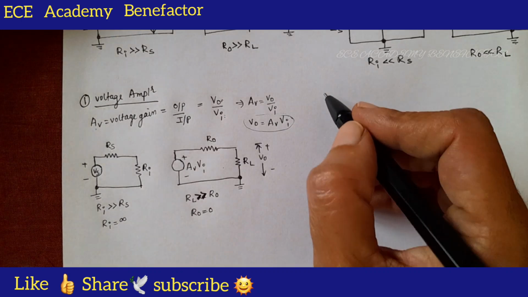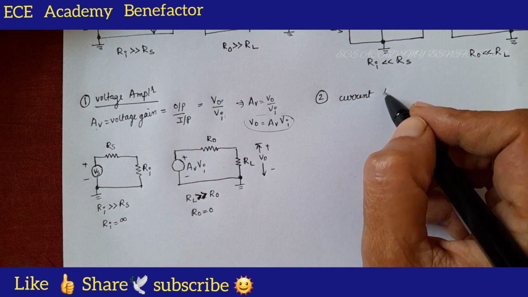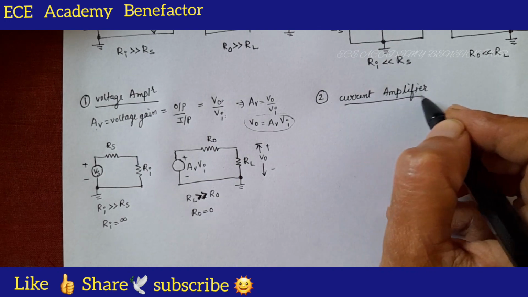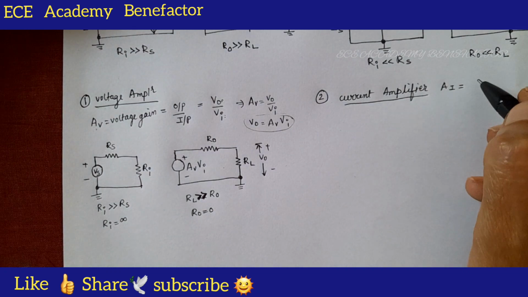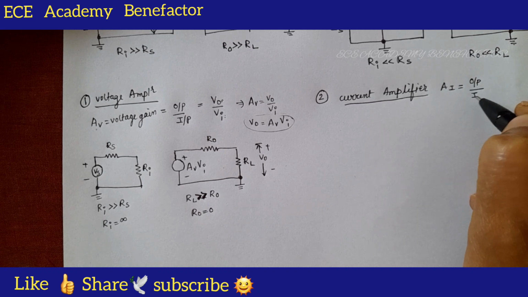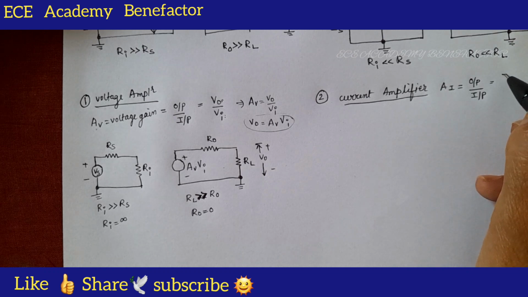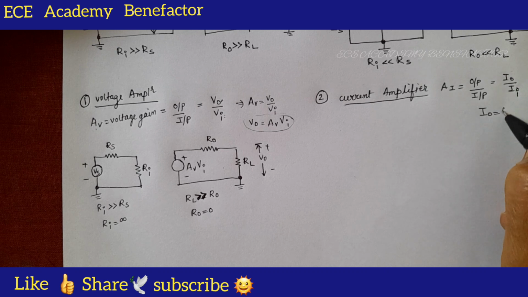Now, let us draw the current amplifier. The current amplifier gain is AI. What is AI? It is a gain. Gain means output by input. What is output parameter? It's telling clearly AI, current gain. Output current by input current. Okay. And what should be the I naught value? I naught is equal to AI times of II.